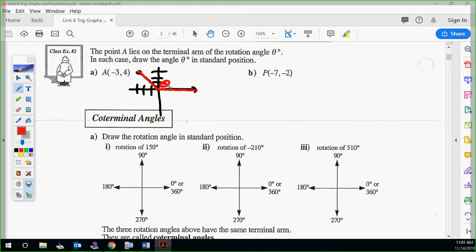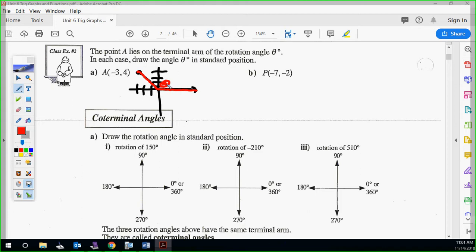So for example, if we guesstimated, this angle is probably 100-ish, 110, right? Here's 90. It's a little bit bigger than 90. Okay, so if you're guesstimating what it was, you don't know what it is, but you could figure it out, but we'll talk about that later.